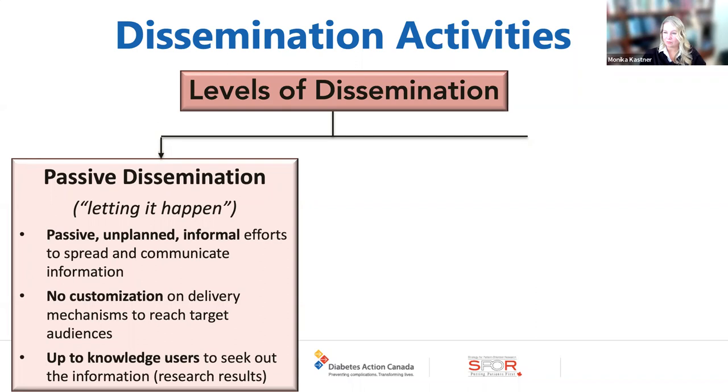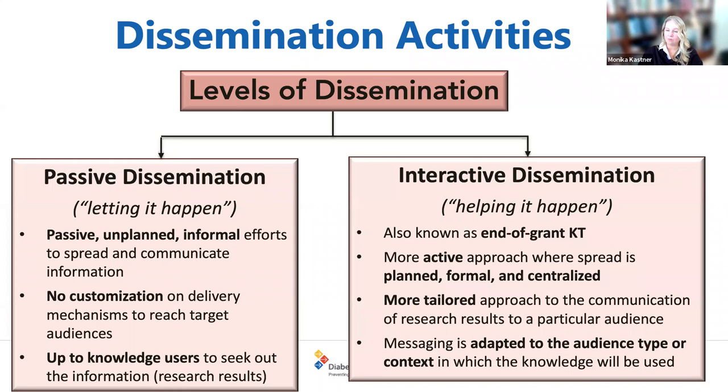So that's why what we really are aiming to do is more interactive dissemination, or helping it happen. And so again, this is also called end of grant KT, and this is a more active approach. It's planned, it's more formal, it's centralized, and this is where tailoring may come in, to be able to communicate those results and to be able to tailor the messages to the right audience and the context.